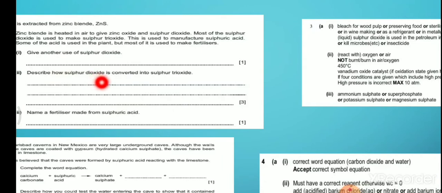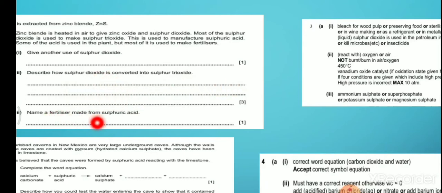So three points are required here. Describe how sulfur dioxide is converted into sulfur trioxide. You should not write burn, you should write reacts. Sulfur dioxide reacts with oxygen at a temperature of 450 degrees Celsius in the presence of a catalyst. The catalyst is vanadium pentoxide, and pressure less than 10 atmospheres. If these conditions and points are included, you will get 3 marks.